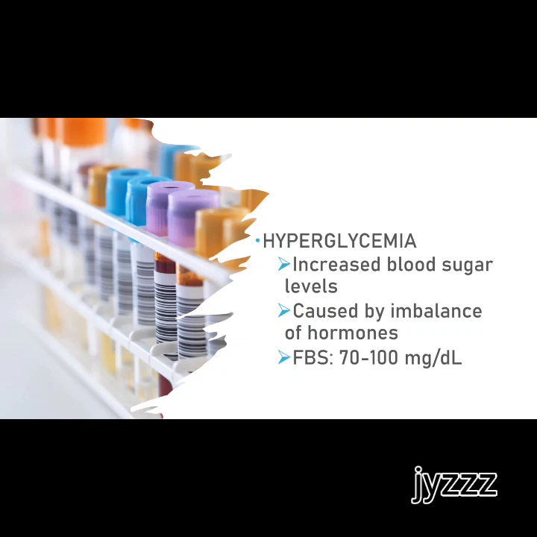In healthy patients, during a hyperglycemic state, insulin is secreted by the beta cells of the islets of Langerhans of the pancreas. So what does insulin do? Insulin enhances the membrane permeability of cells in the liver, muscle, and adipose tissue.